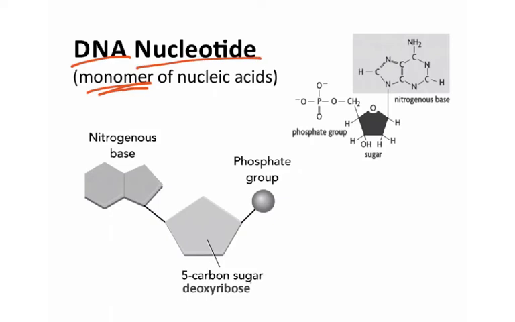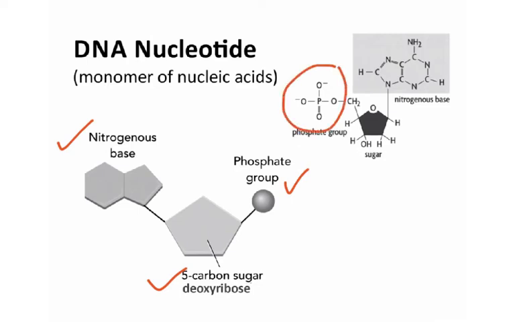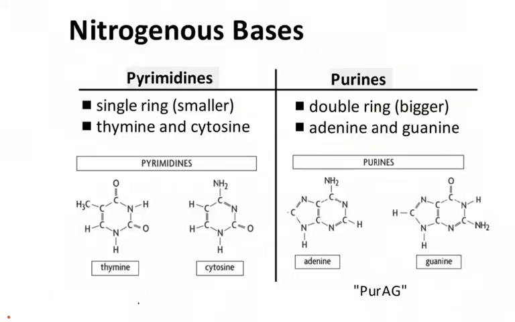So what is a nucleotide made up of? Nucleotides are made up of three parts: a nitrogenous base, a 5-carbon sugar called deoxyribose, and a phosphate group. And if you look at the image right here, you can see that that phosphate group has a slight negative charge, which gives the DNA molecule a slight negative charge all around.